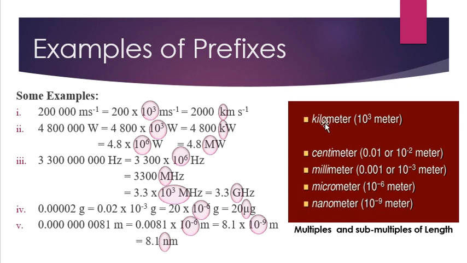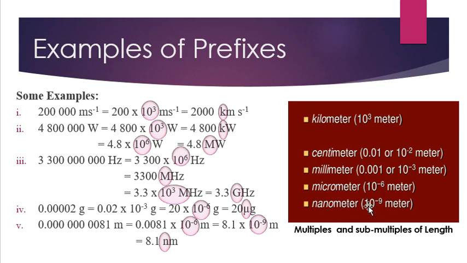So here you can see a diagram which shows multiples and submultiples of length, such as kilometers, which is 10 raised to power 3 meter, centimeter, which is 10 raised to power minus 2 meters or 0.01. Then we have millimeter, which is 0.001 or 10 raised to power minus 3 meter. Then we have micrometer, which is 10 raised to power minus 6 meters. And then we have nanometer, which is 10 raised to power minus 9 meter.